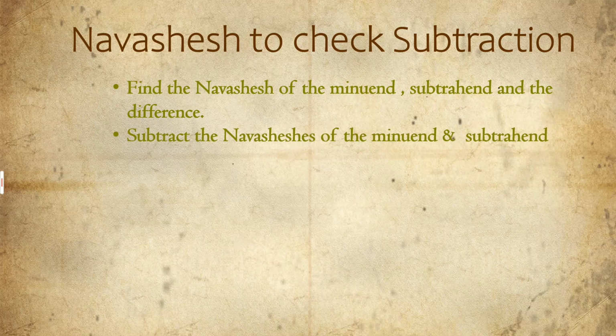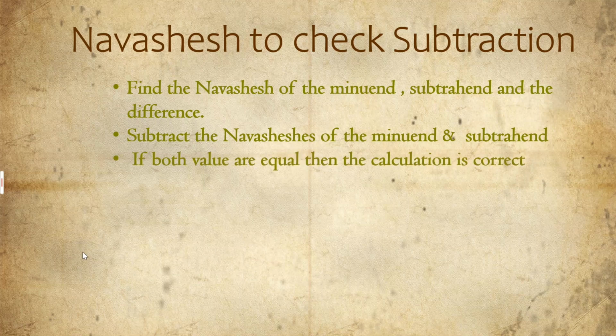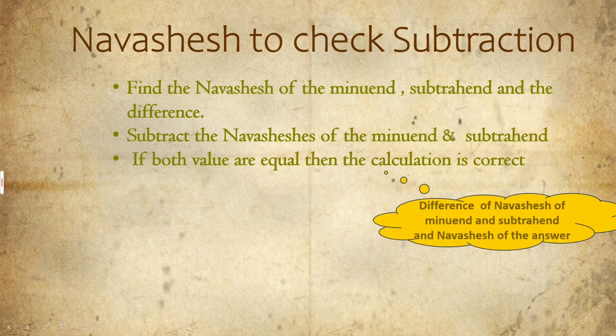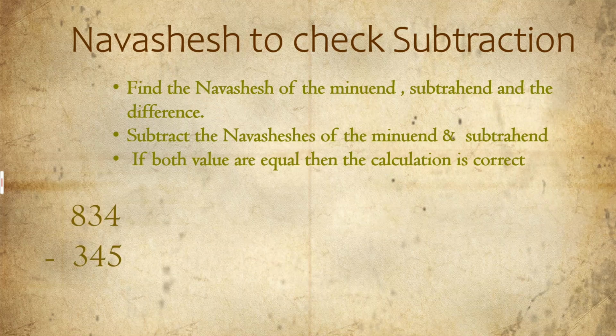Now, subtract the Navasheshas of the minuend and subtrahend. Whatever you get as the Navashesh of the minuend and subtrahend subtracted, if both the values are equal, then the calculation is correct. Here, both the values refer to the difference of the Navashesh of minuend and subtrahend, and the Navashesh of the answer. So basically, the value that you get in this step and the Navashesh of the difference, if these two values are equal, then the calculation that you've done is correct.